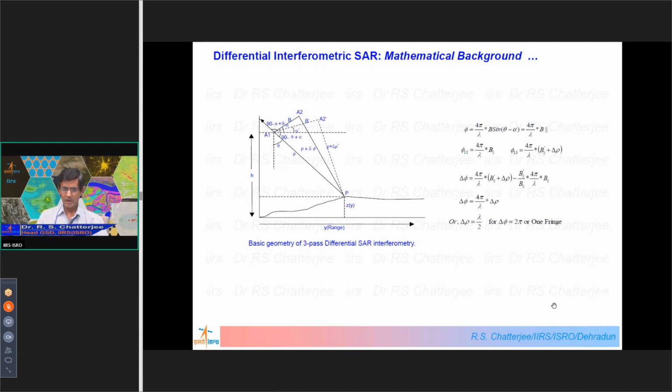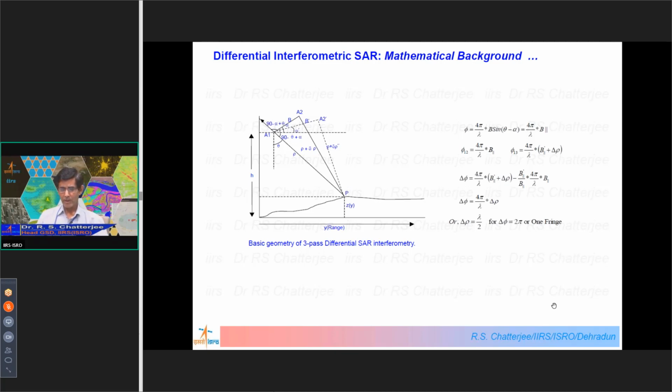Okay, there are some mathematical derivations involved. There is some normalization of baseline involved. Finally what you will get is delta phi equal to 4 pi by lambda into delta rho. Okay, so in this difference interferogram, delta phi, the phase difference, represents the phase difference due to the displacement. Now if the phase difference is one phase cycle, or rather for each phase cycle, that means 2 pi radian phase difference, which is also known as a fringe.